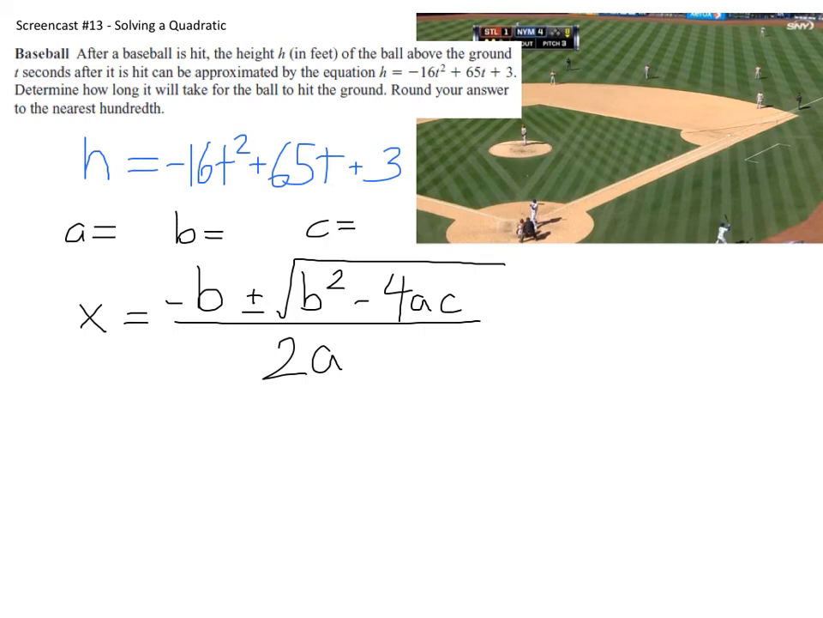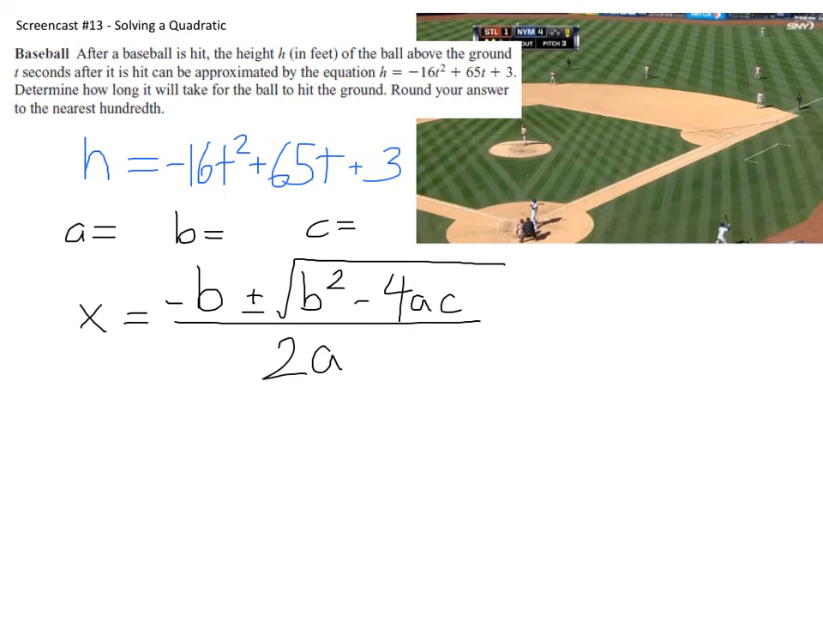This one we're going to solve a quadratic equation, and it's going to be in a real-world setting. After a baseball is hit, the height, h, in feet of the ball above the ground t seconds after it is hit can be approximated by the equation h is equal to negative 16t squared plus 65t plus 3. Determine how long it will take for the ball to hit the ground. Round your answer to the nearest hundredth.